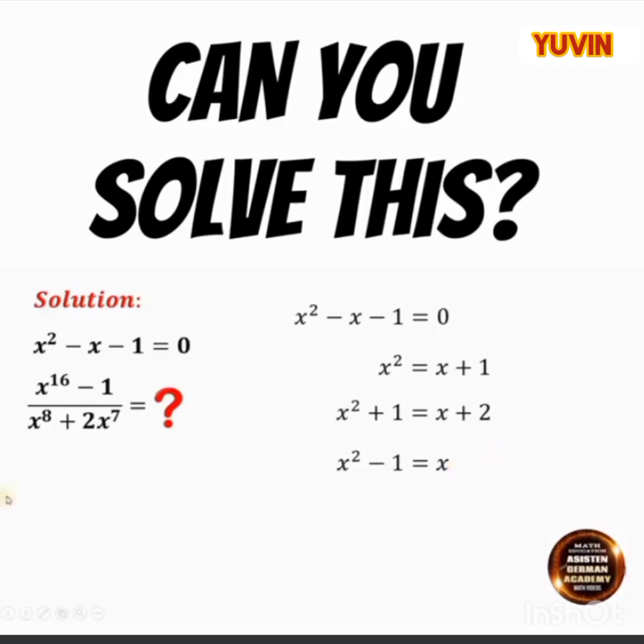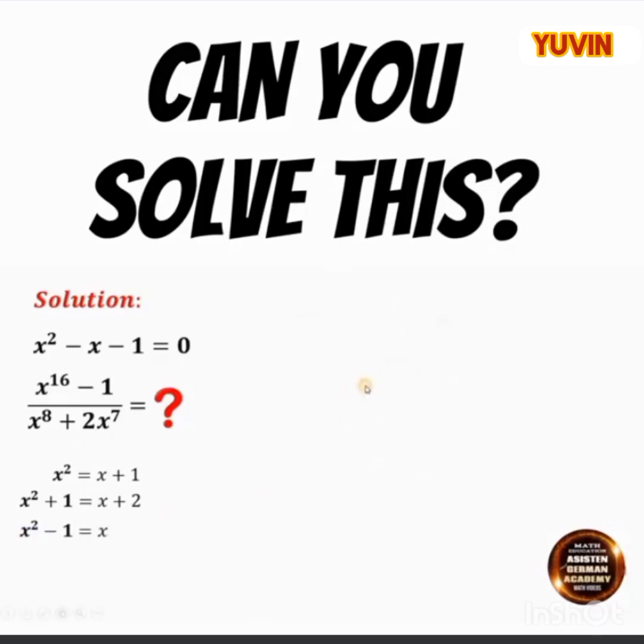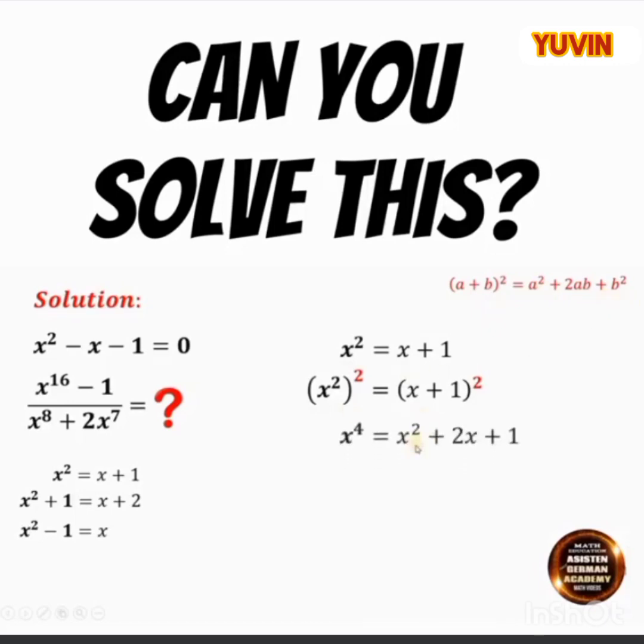Now let's put those results in this part. So we have x squared equals x plus 1, x squared plus 1 equals x plus 2, and x squared minus 1 equals x. Next, let's start with x squared equals x plus 1. Now what we're going to do is to square both sides. Now if we do that, we will use some identities. If we have a plus b quantity squared, it is equal to a squared plus 2ab plus b squared. Therefore, the right-hand side of this equation will become x squared plus 2x plus 1. And the left side is simply x to the 4th power.